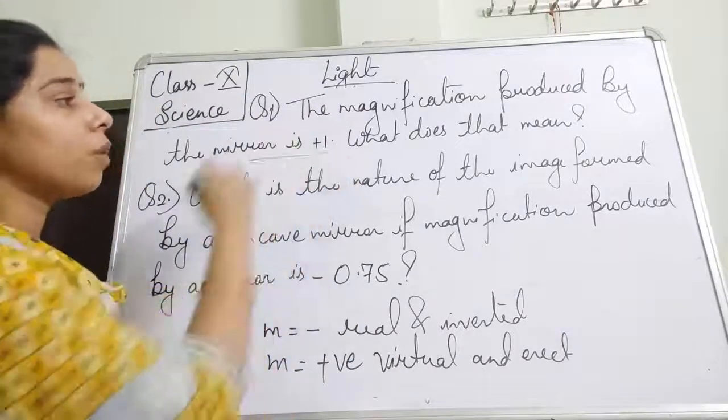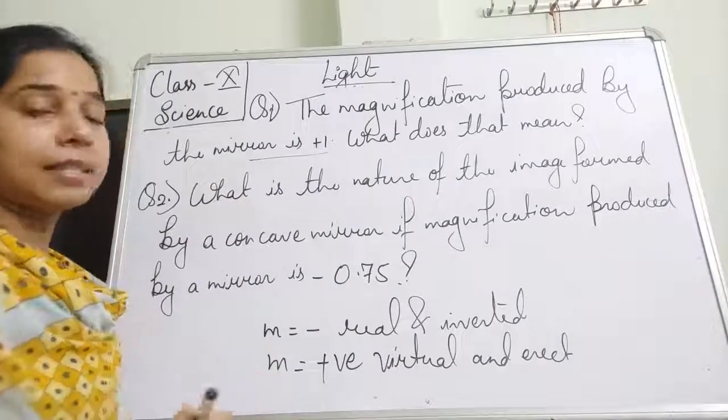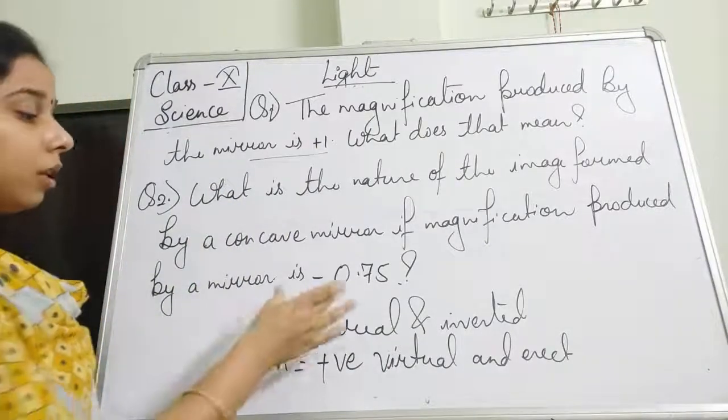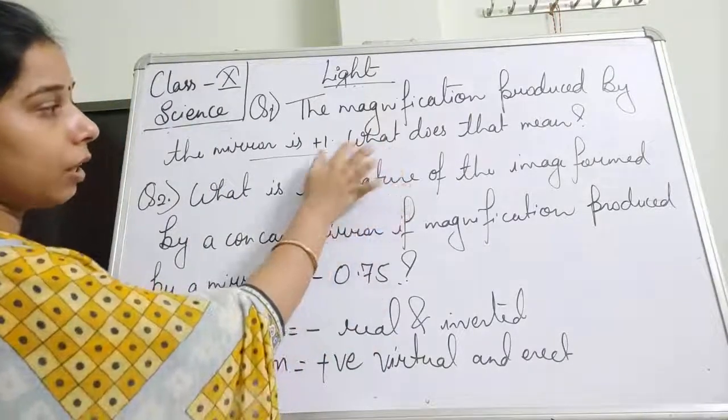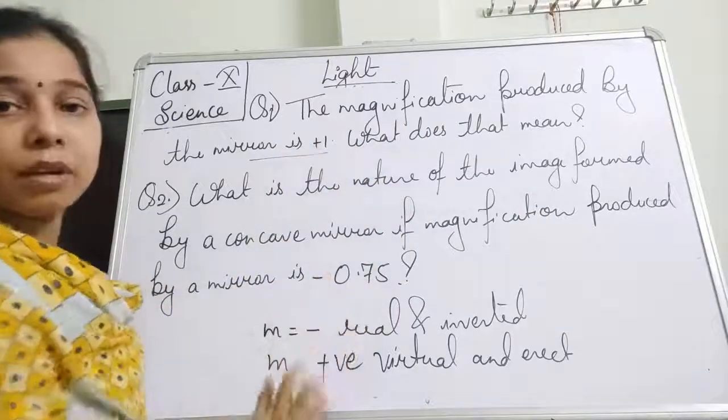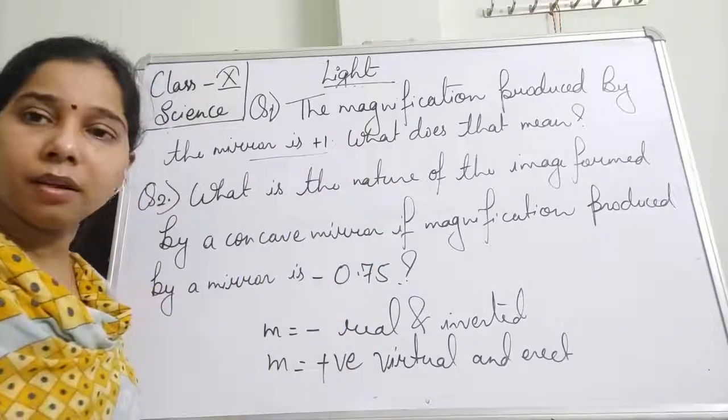So in the first one, students, it will be virtual and erect because plus 1 is there. In the second one it will be negative, so it will be real and inverted. Okay.